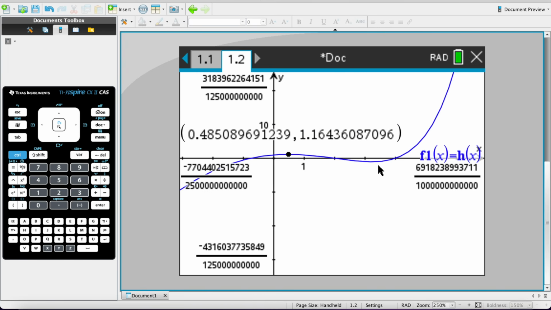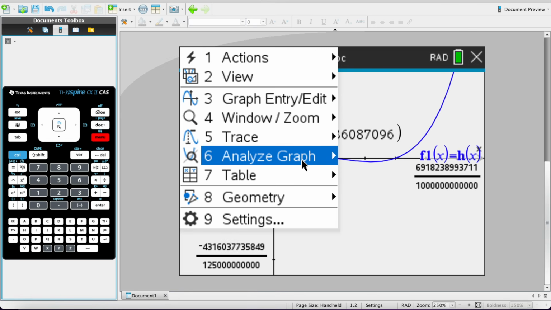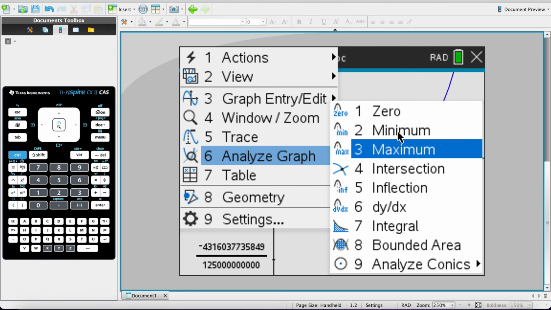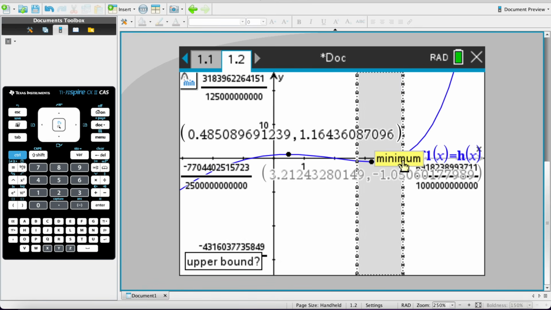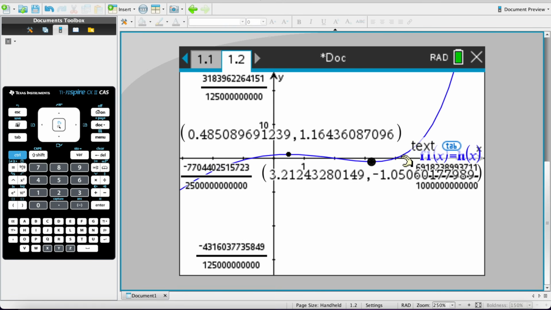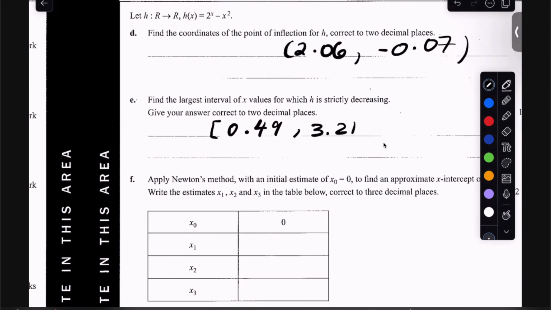And it goes all the way down until this point here. So menu, analyze graph, minimum. And that's there. It's 2 decimal places, so 0.485, so 0.49, till 3.21, and we include the endpoints. So x is an element of that.